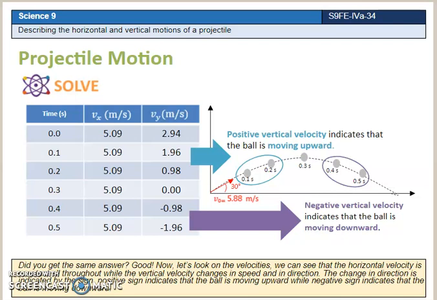We can see that the horizontal velocity is constant all throughout, while the vertical velocity changes in speed and in direction. The change in direction is indicated by the sign. Positive sign indicates that the ball is moving upward, while negative sign indicates that the ball is moving downward.